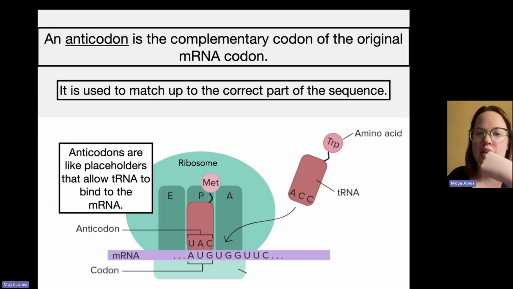An anticodon is the complementary codon to the original mRNA sequence. It is used to match up to the correct part of the sequence. It is basically an address that tells the tRNA where to deliver the package. Anticodons are like placeholders that allow tRNA to bind to the mRNA.